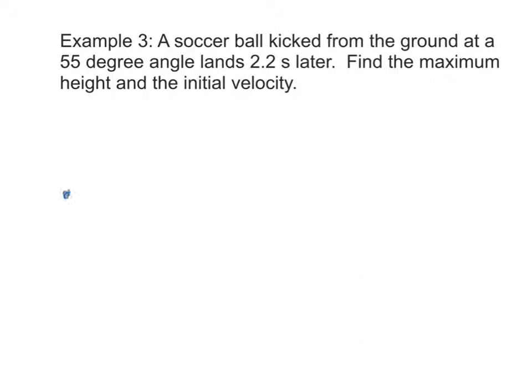So for our diagram, the ball leaves the ground, reaches a maximum height, and then comes back down. Speed lines: constant in the x, getting slower in the y, coming to rest in the y at the top, and getting faster in the y.